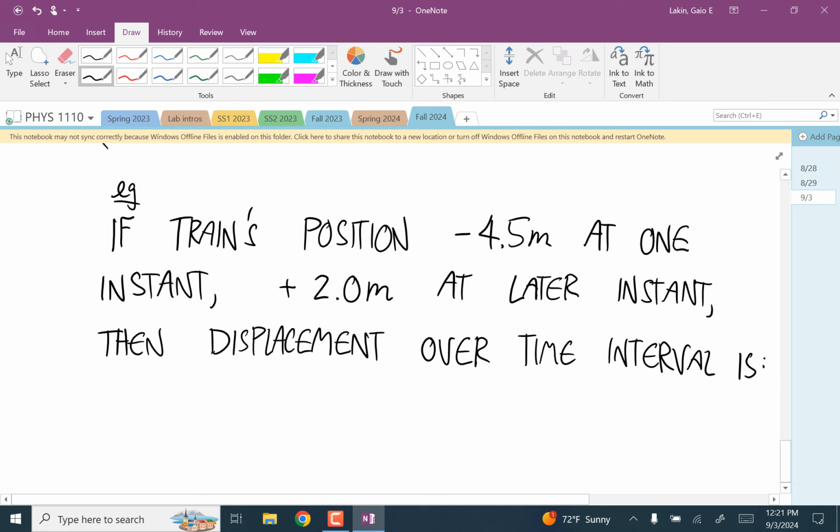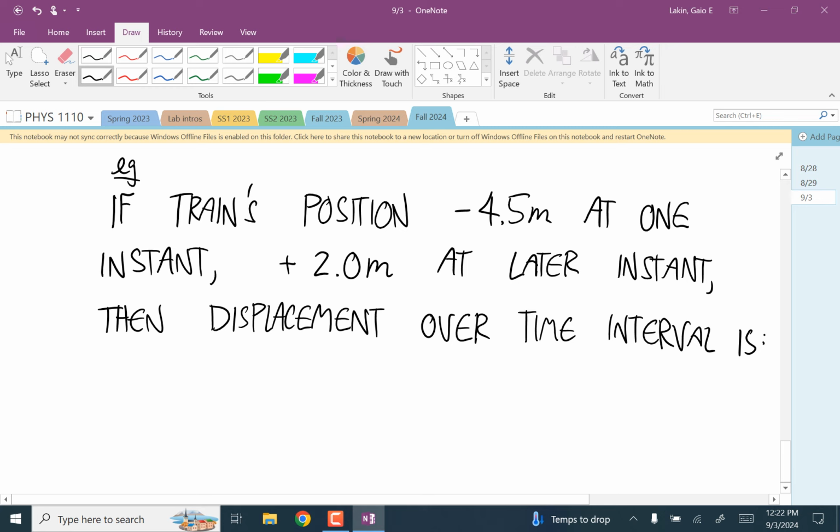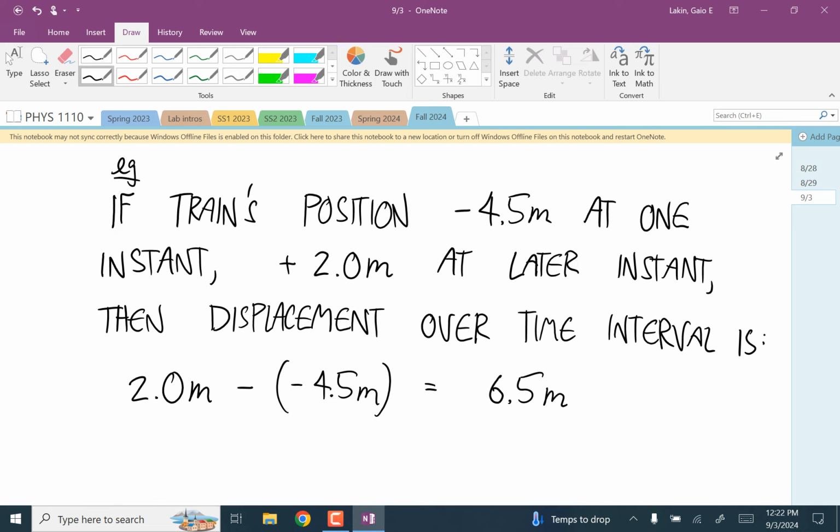is, so we're going to subtract these two one way or the other. Which one do I want to write first in the subtraction statement? 2.0, right. We want the later one. So we have 2.0 meters, and then we're going to subtract the earlier one. So that's minus negative 4.5 meters. And if you subtract those, you get positive 6.5 meters. So over that time interval, the object moves 6.5 meters in the positive direction.